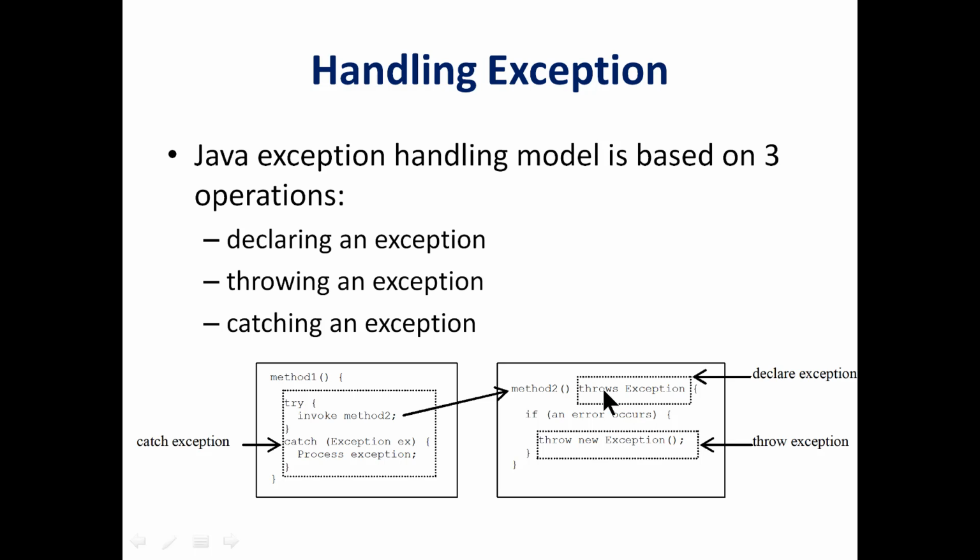Throws Exception means method2 will not handle this exception, and that's what it says: if an error occurs, then throw new Exception, throw the exception. And when you're calling the method, you are declaring an exception. That's a declared exception, and then you are throwing the exception, and then you're catching the exception. So practically it happens through these three means.